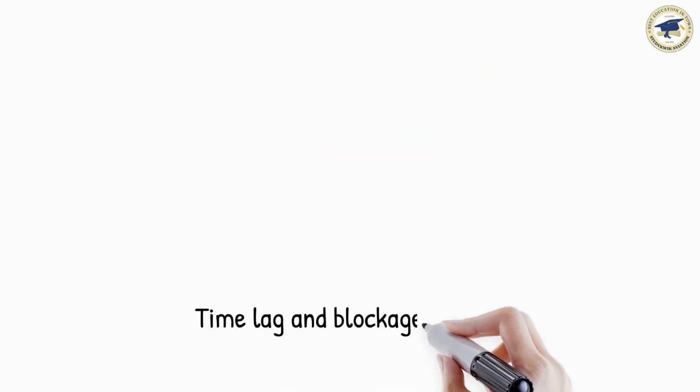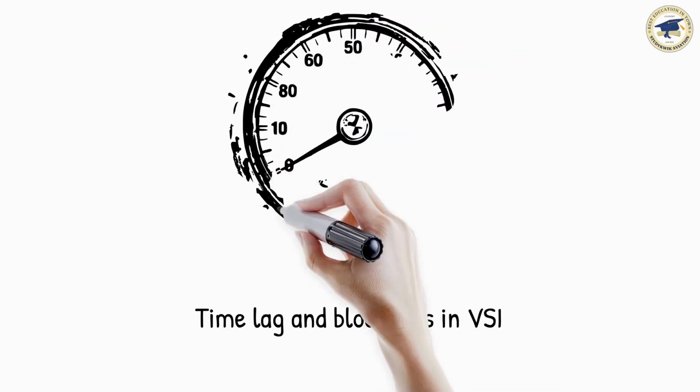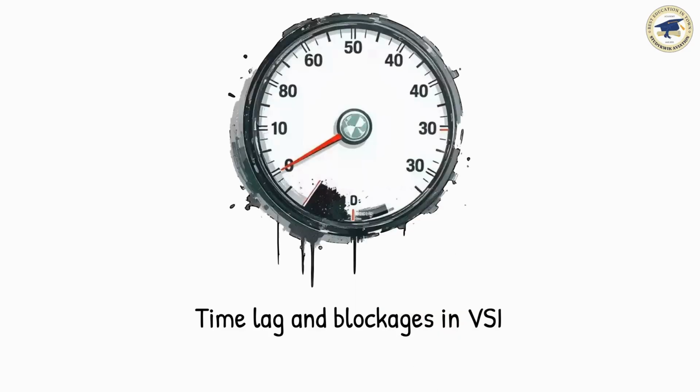Time lag occurs because the VSI takes a few seconds to establish the pressure differential. This is most noticeable after prolonged climbs or descents at high rates. Blockages in the static source will cause the VSI to freeze at the altitude of the blockage. During a climb, it will underread, and during a descent, it will overread.